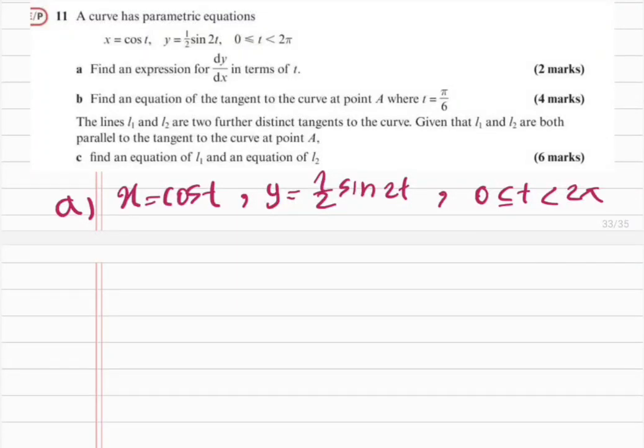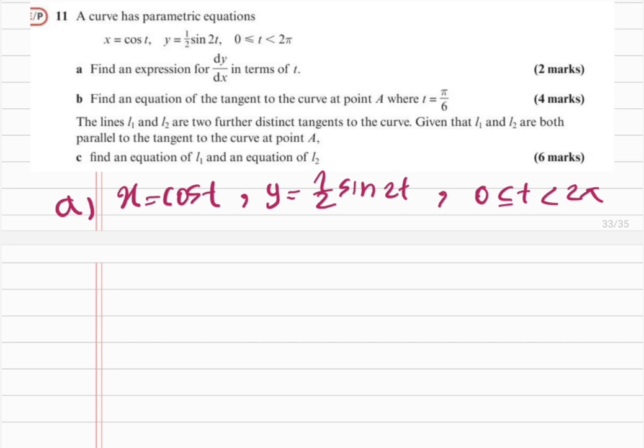Hi everyone, this video is on question 11 of exercise 9G of P02. So we have a function, basically a curve that has parametric equations x and y in terms of t, and in part A we want to find an expression for dy/dx in terms of t.